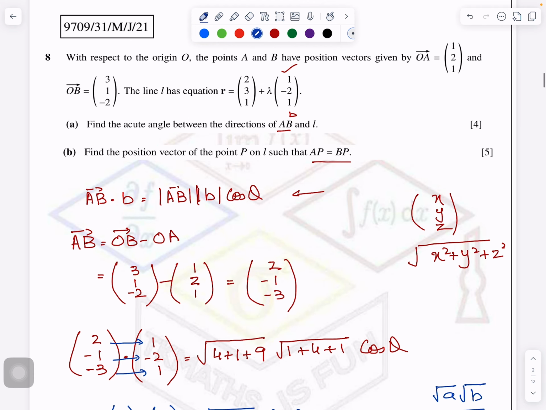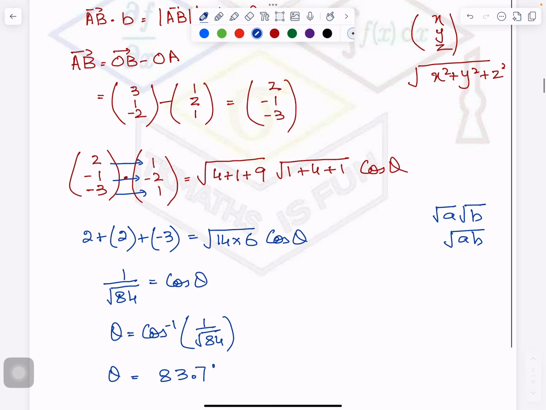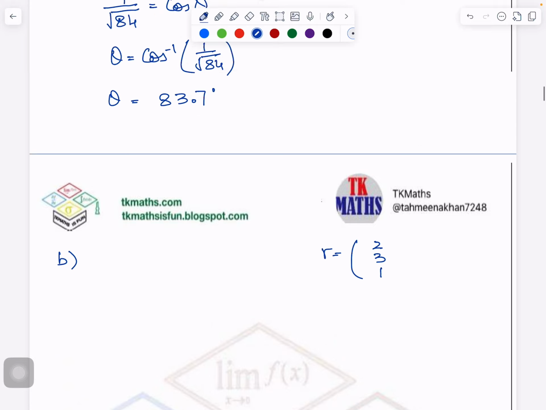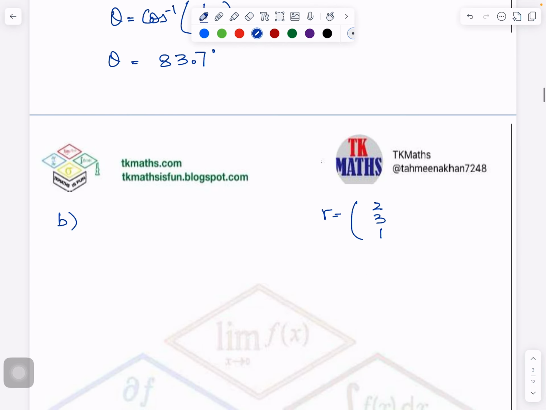Second part of the question is saying find the position vector of P, point P, which is on L. So it is on this line. Let me write down this line here before I forget. So we are solving part B now. R is equal to 2, 3, 1 plus lambda 1, minus 2, 1, right? And point P. And second, it is saying that AP is equal to BP.